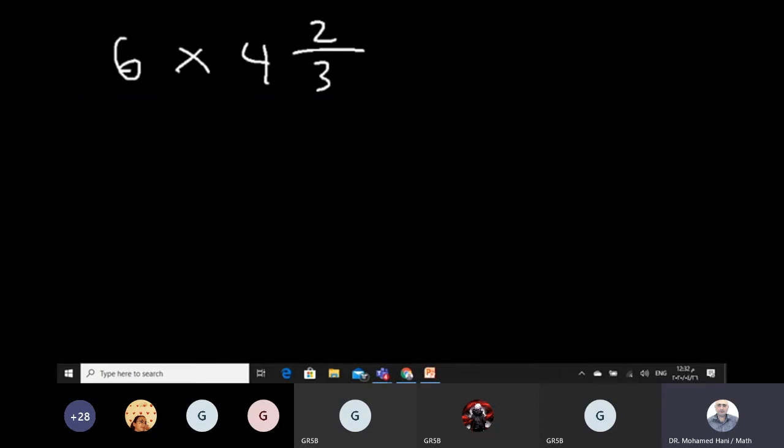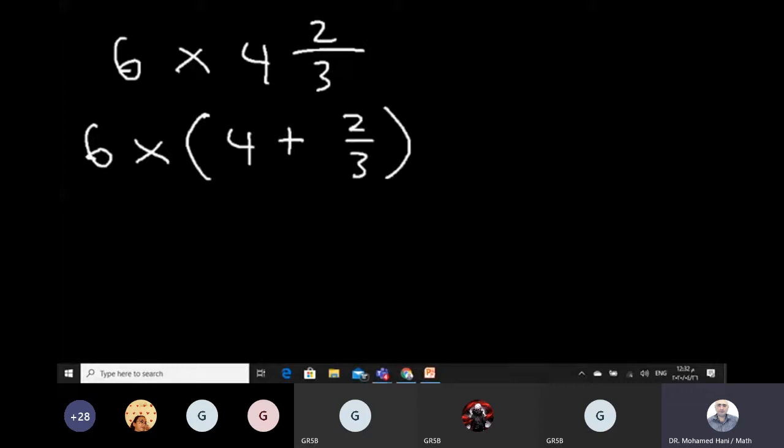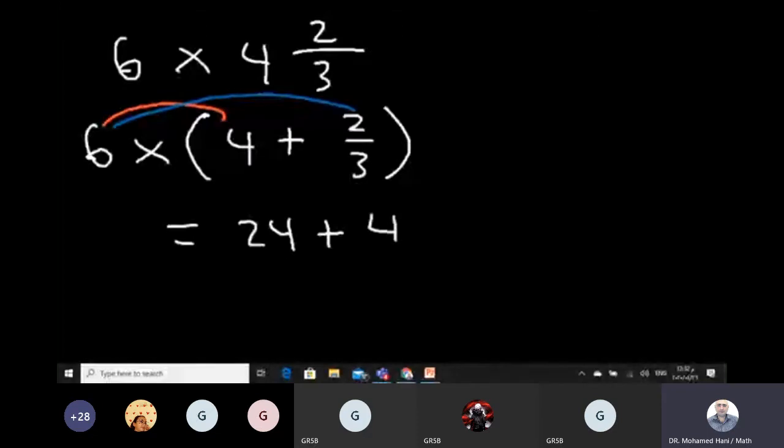Another way in which you can do these problems, if you like to see things from a different perspective, realize that 4 and 2/3 is equivalent to 4 plus 2/3. Now we could distribute the 6. 6 times 4 is 24. And what is 6 times 2/3? Well, 6 times 2 is 12. 12 divided by 3 is 4. And 24 plus 4 is 28. So you can also do it that way too if you want.